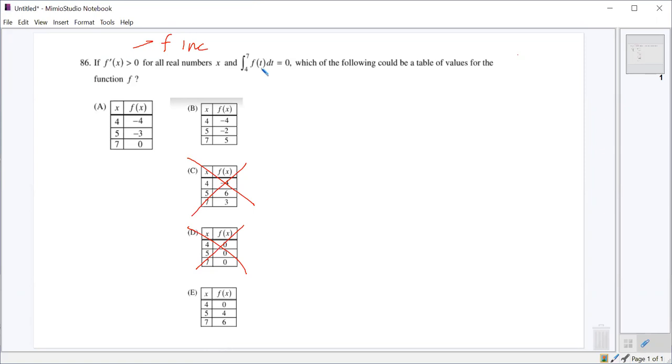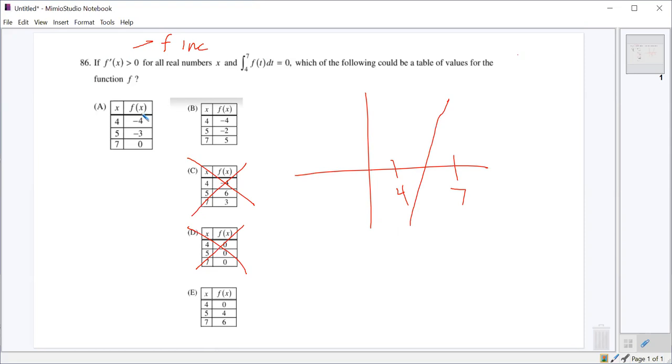And then second, we know that the integral from 4 to 7 has to equal 0. Well, if I have a function from 4 to 7 and the area underneath that curve is 0, that would tell me that I had to have some portion of this curve that was below the x-axis and some portion that was above the x-axis, so that the positive part of the integral would cancel out with the negative part of the integral. So it has to go from a negative value at 4 to a positive value at 7. And I have to have some negative values of f of x and some positive values of f of x.